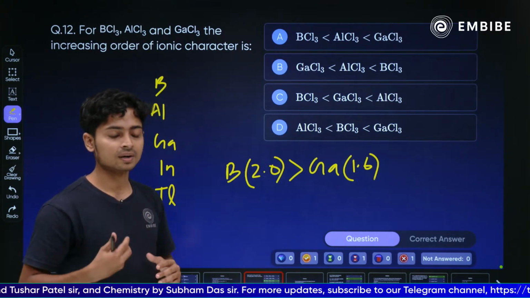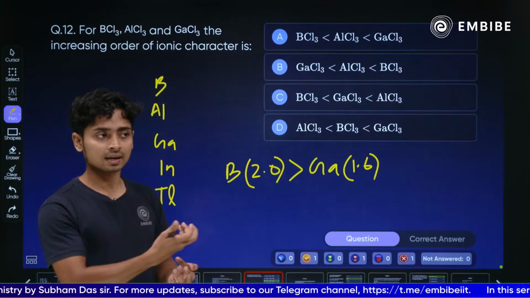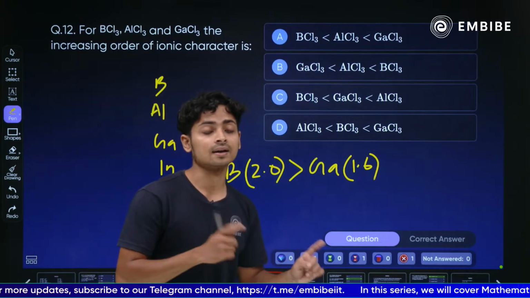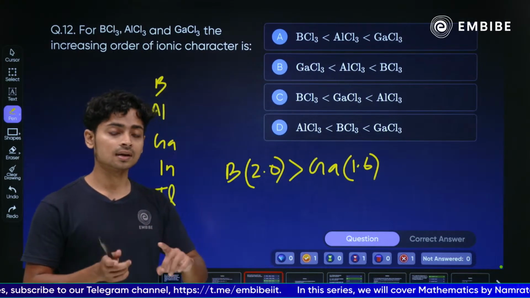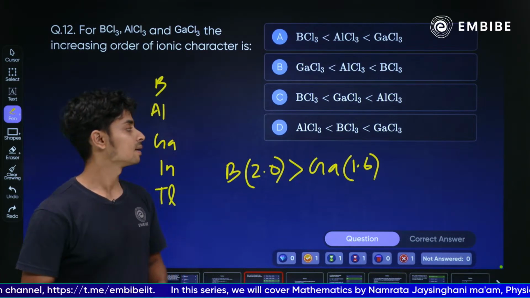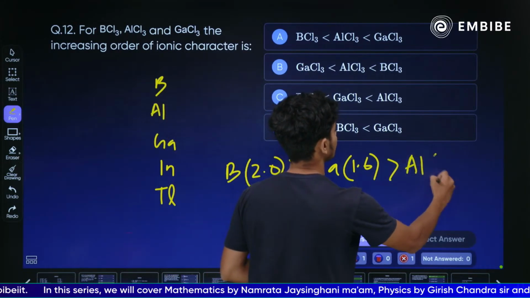Electronegativity is just the ability of an atom to attract the shared pair of electrons. So it can pull the electrons more. It can distort the electron cloud of the anion. Thus, if you can distort the electron cloud of the anion, you can bring about more covalent nature. So gallium is 1.6, aluminium has 1.5.